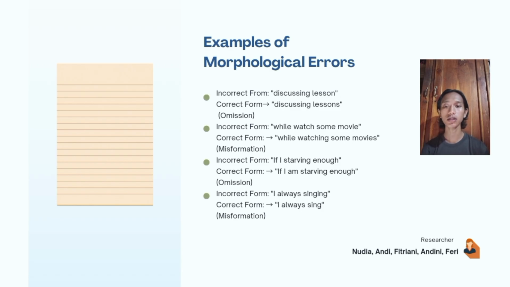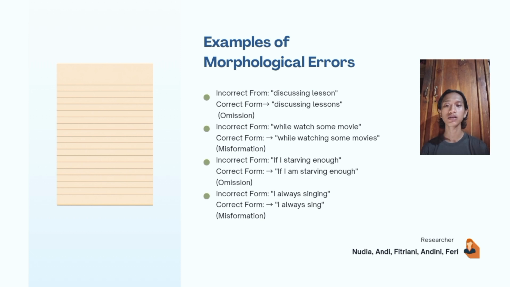And the last example, "I always singing." The correct form is "I always sing," since this sentence is in the simple present tense. The -ing form is not needed here. Using "singing" without a be verb is a misformation error.